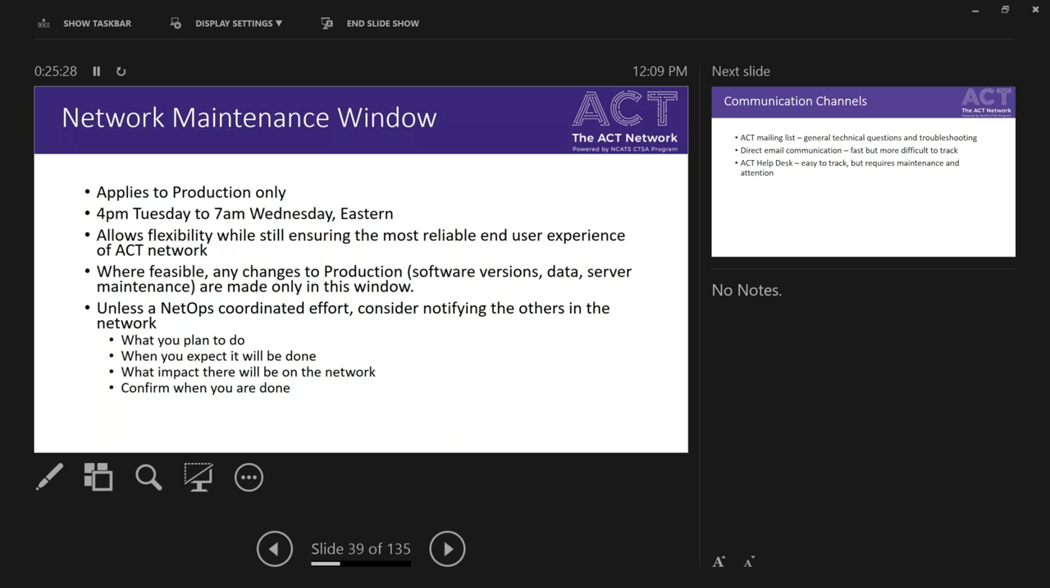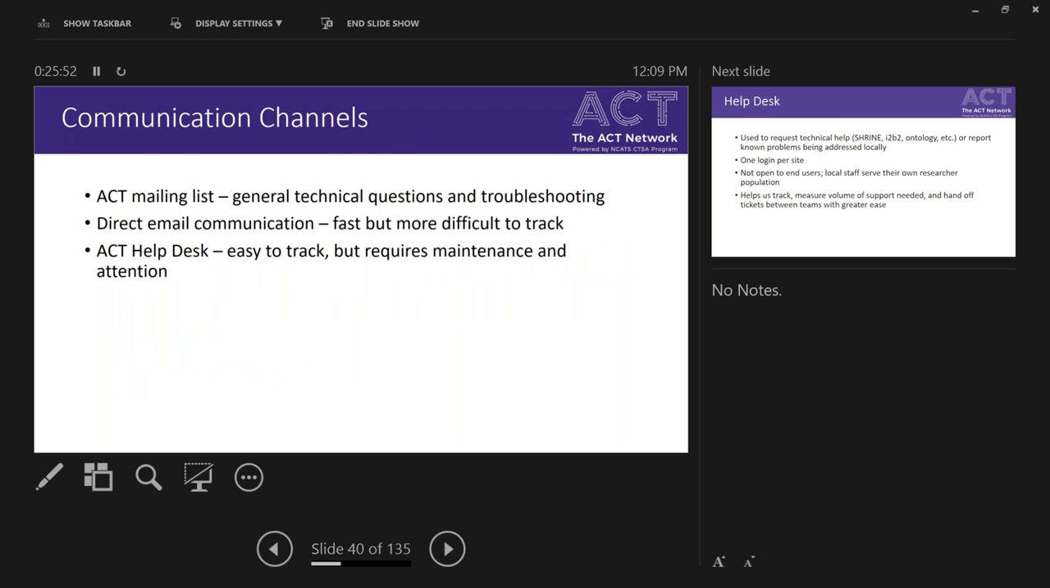The other thing is that we do have some mailing lists that I'll get to. If there's something that's going to happen either during this window or outside of it, try to let the rest of the network know. There's a mailing list you can use. What you plan to do, what change you expect, or what the downtime should look like is useful for us to know, so that if someone says they're seeing something, we can say, yep, we were already aware of that.